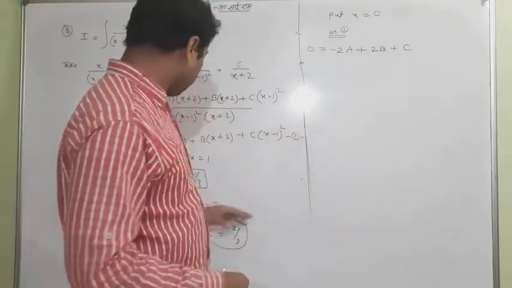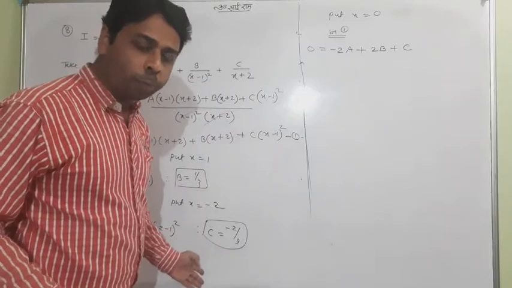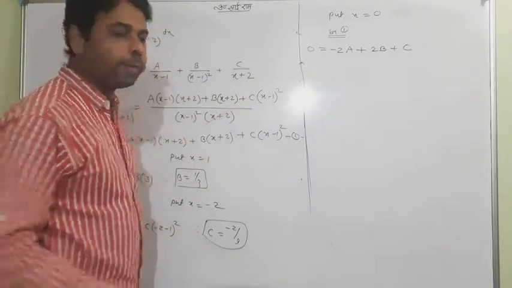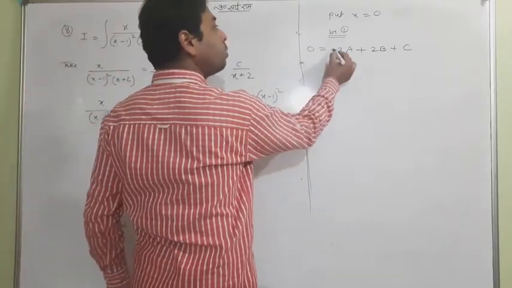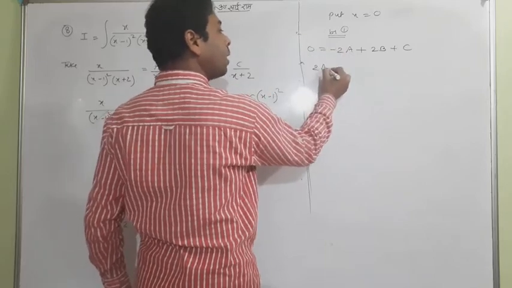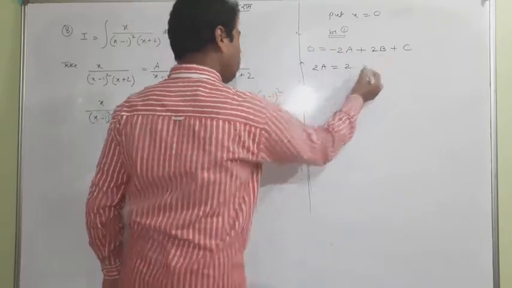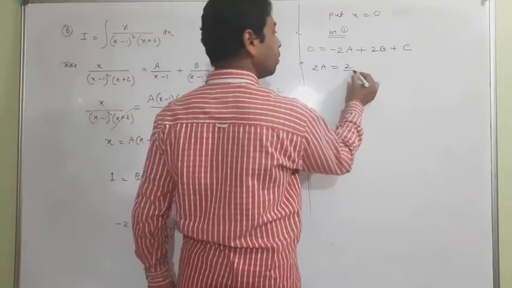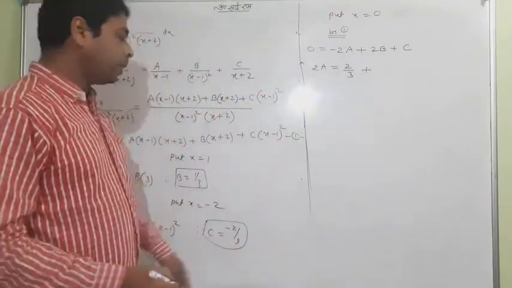Now you put b and c, what you already have obtained, and get your required value, the rest value. Look, I tell you: it is minus 2a, that transfer here. 2b, b is equal to 1 by 3. And what is c? c is a minus 2 by 9.